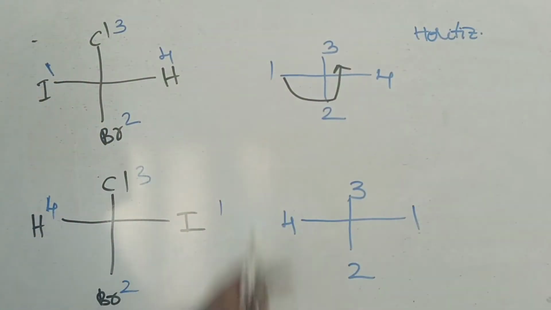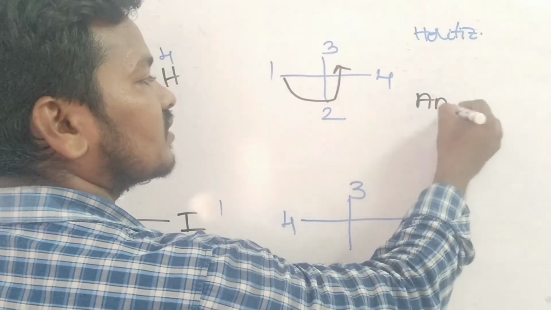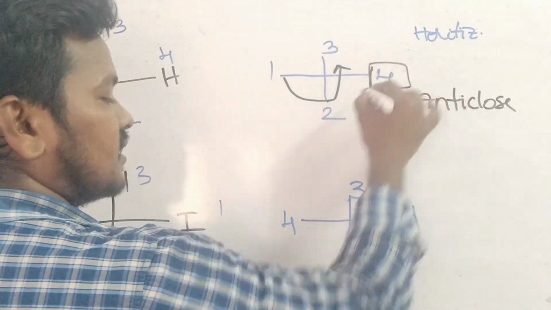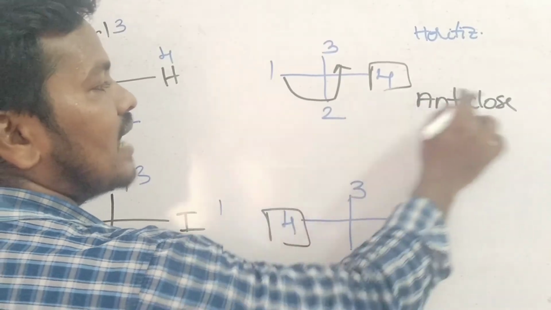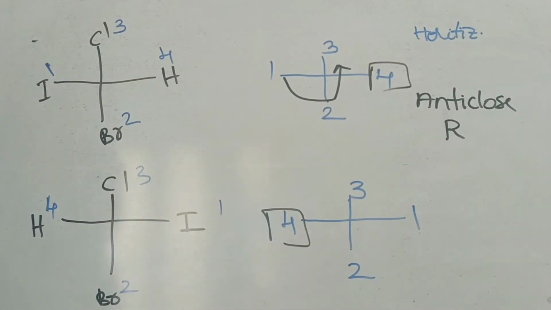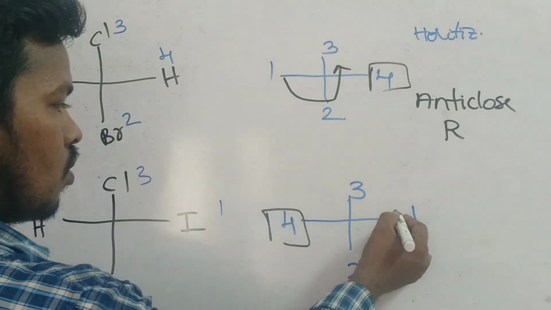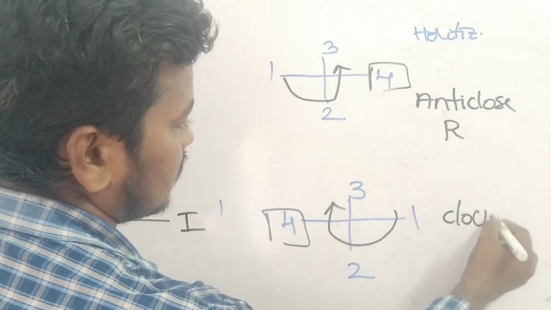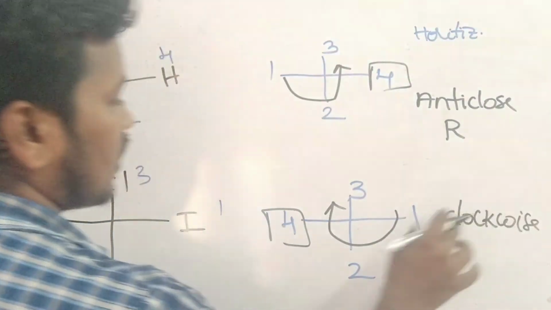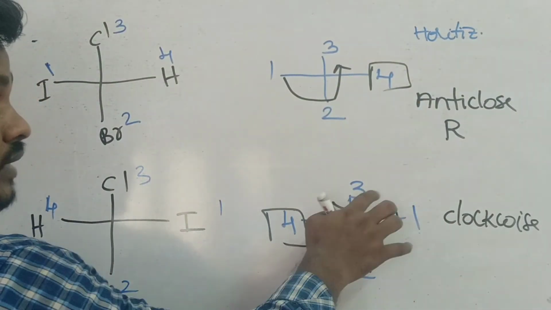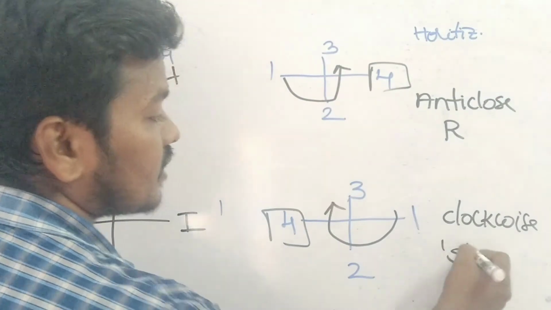So is this clockwise or anti-clockwise? We have to identify. This is anti-clockwise. Whenever the least priority group is presented on the horizontal position, if you get anti-clockwise, that is called R configuration. Now you can see here 1, 2, 3. This is clockwise. Whenever you get the clockwise direction when a line connects 1, 2, 3, that is called S configuration.